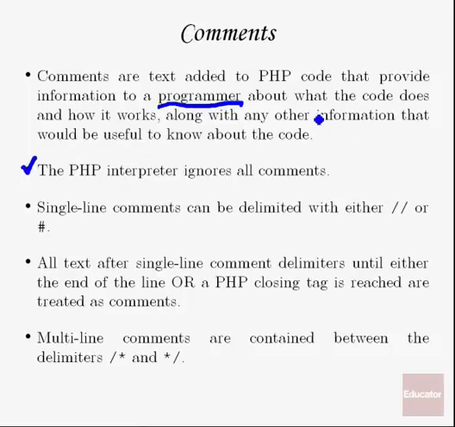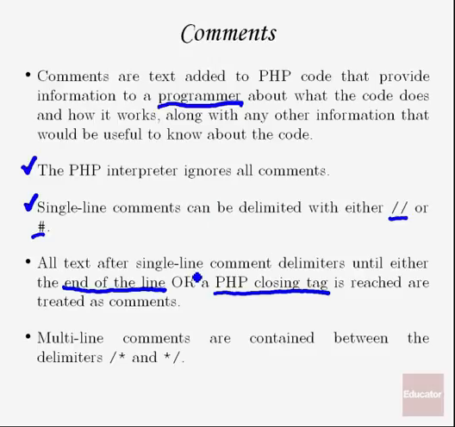Now in PHP, there are a couple of different styles, or syntaxes, for defining comments in your code. Single line comments, which are comments that just span one line, can be delimited or started with the 2 forward slashes or the pound sign. And when using these styles of comments, everything after the 2 forward slashes or the pound sign, until either the end of the line is reached or a PHP closing tag is reached, is treated as a comment.